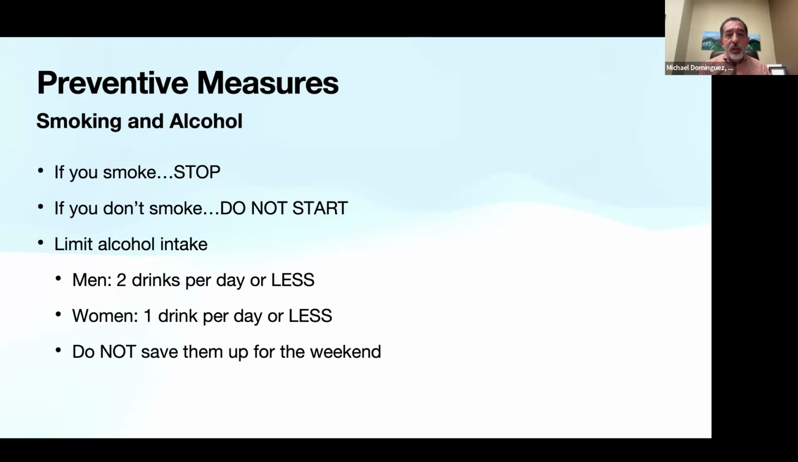When it comes to alcohol, less is certainly best. For men, 2 drinks a day is currently thought to be acceptable. For women, 1 drink a day. And one thing I always tell my patients is you can't save them up for the weekend. So if you go Monday through Friday without drinking, that doesn't give you permission to drink all 10 on a Saturday evening. It's just 2 drinks a day.